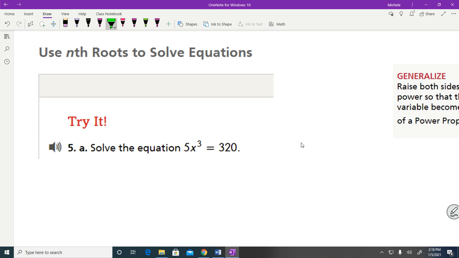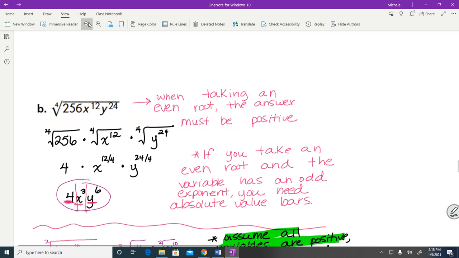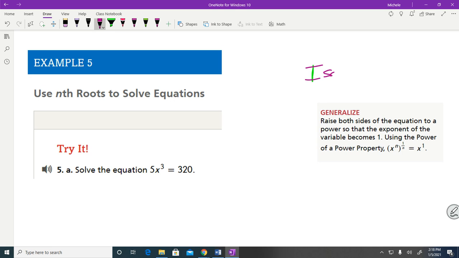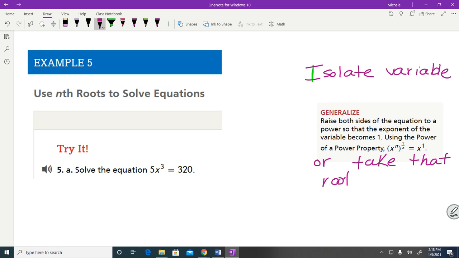All right, then we're going to use nth roots to solve equations. So here's what you're going to need to do. The first thing, before you do this, is you need to isolate the variable. Get that variable all by itself first, and then you can use the power property where you raise it to the 1 over whatever the exponent is, or you can take that root. And I'll show you what both methods look like.